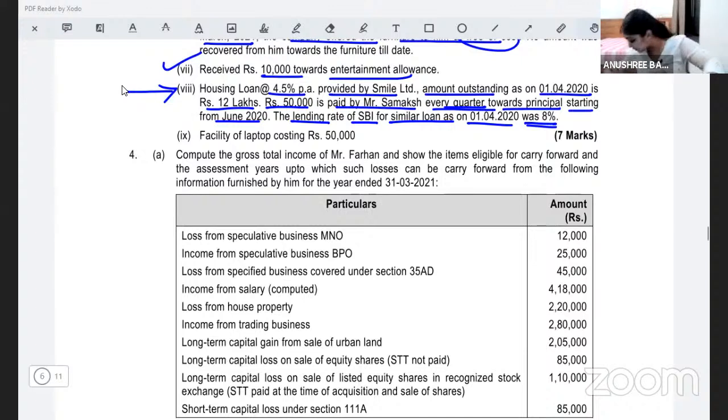We will see what is the SBI lending rate on the first day of the previous year. One minute, guys. I just hurt myself. Just one moment.